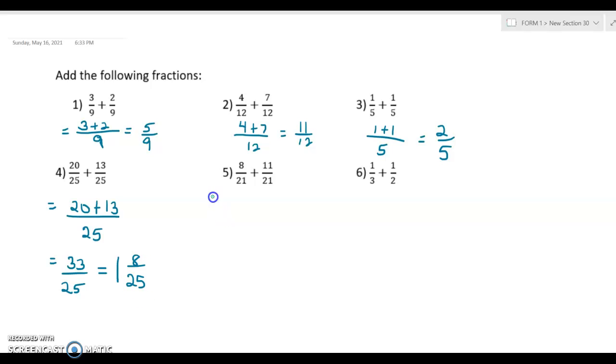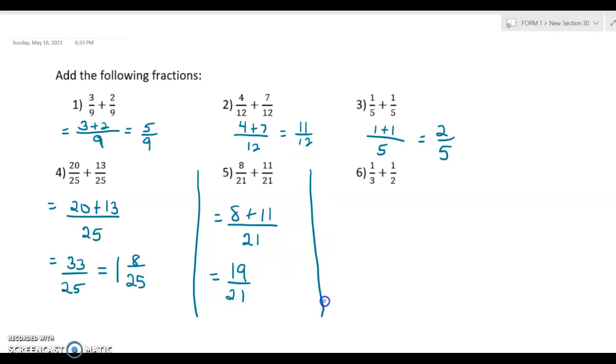Alright, number 5, I have 8/21 plus 11/21. Again, same denominator, so let's put 21 at the bottom there, and let's add the numerators, 8 plus 11. So we will get 19/21. So far, the first 5 questions all had the same denominator. Now, let's look at number 6. So number 6, we have 1/3 plus 1/2.